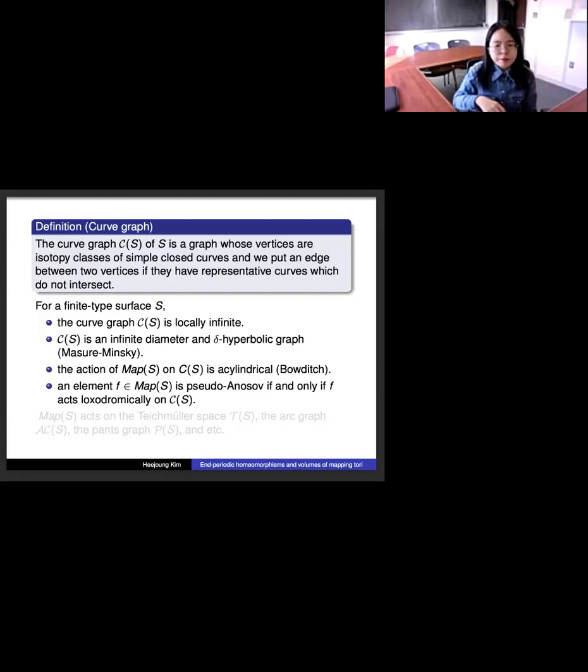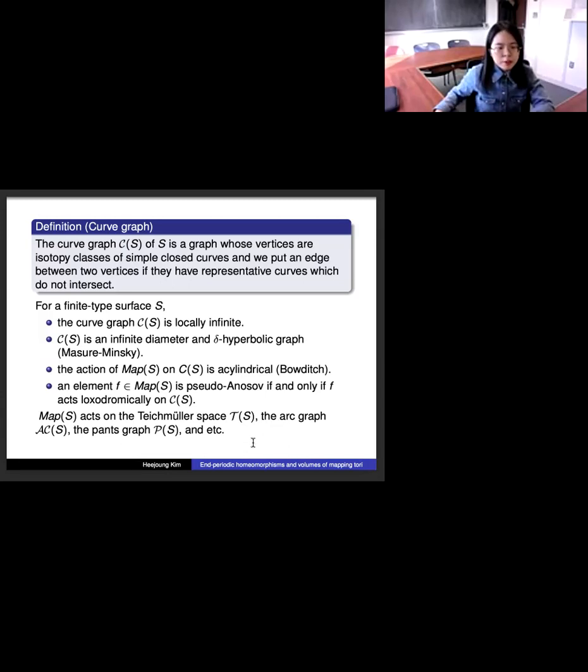Group elements can be characterized by the group action on the curve graph. For example, an element f is pseudo-Anosov if and only if f acts loxodromically on the curve graph. Also, there are other spaces where the mapping class group acts, like the Teichmüller space, properly discontinuously, and the arc graph, and there are pants graphs.